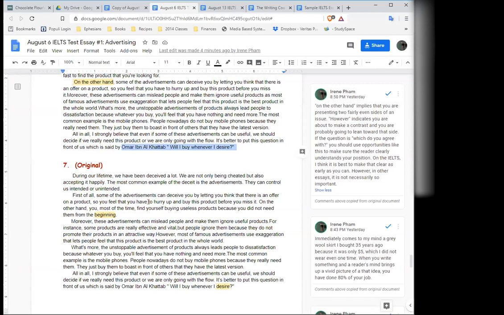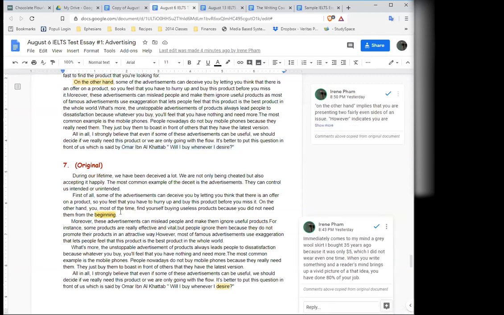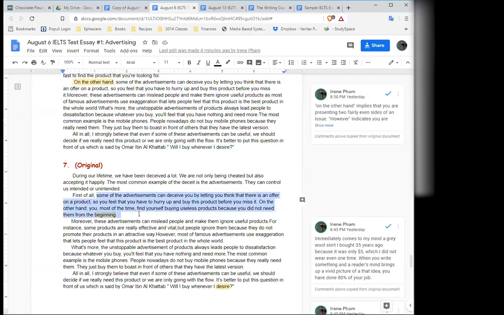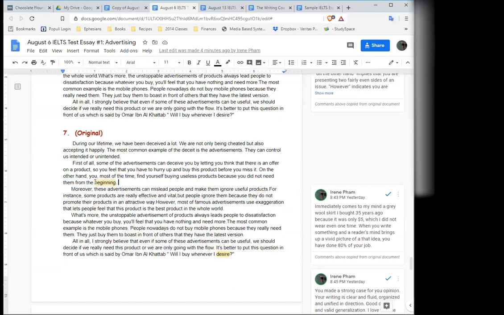Okay, in your original, where is it? I saw, when I read this paragraph here, "Some of the advertisements can deceive you by letting there is an offer on a product. So you feel you have to hurry up and buy before you miss it. On the other hand, most of the time you find yourself buying useless products because you did not need them from the beginning." I read this and immediately in my mind, I saw myself standing in a dressing room of a store 35 years ago and buying a gray wool skirt just because it was only $5.